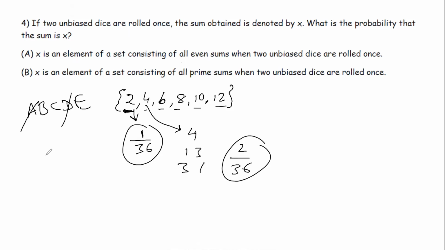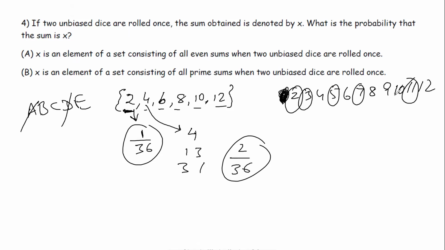B: X is an element of a set consisting of all prime sums when two unbiased dice are rolled once. So between 1, 2, 3, 4, 5, 6, 7, 8, 9, 10, 11, 12, one cannot show up because one is not possible. Out of the sums we can get, the prime sums are 2, 3, 5, 7, 11.